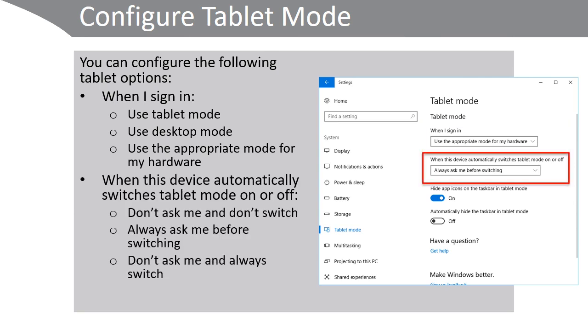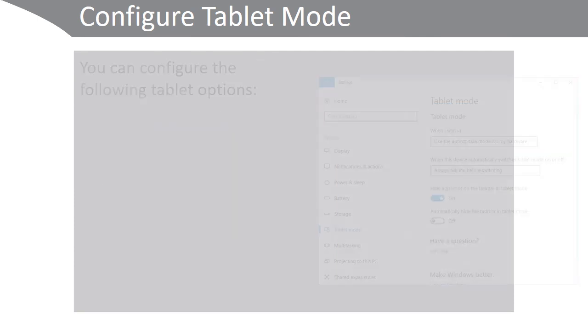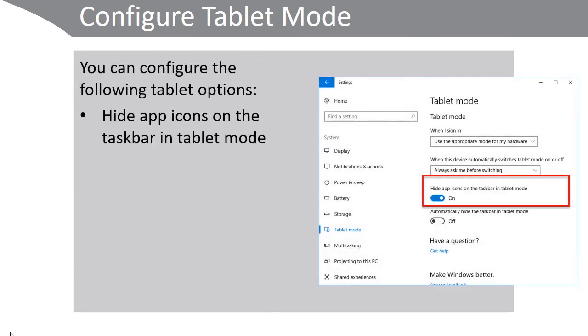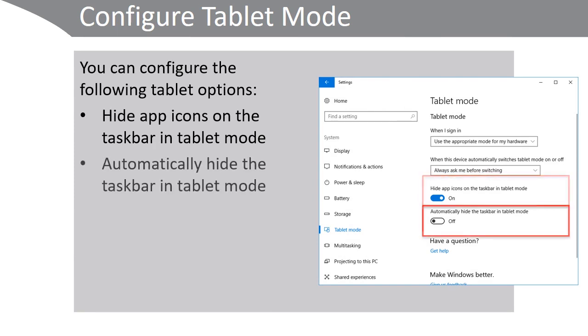When this device automatically switches tablet mode on or off, then you can be asked what you want it to do. So don't ask me and don't switch, always ask me before switching, or don't ask me and always switch. I choose the option always ask me before switching. You can also choose to hide app icons on the taskbar when you're in tablet mode, and automatically hide the taskbar in tablet mode. You might find the taskbars less useful without the use of a mouse when you're in touch mode.